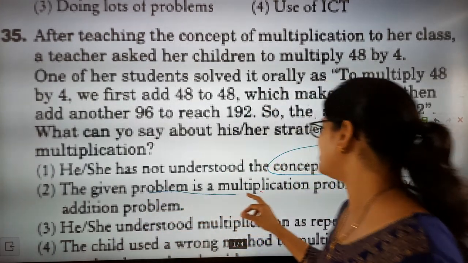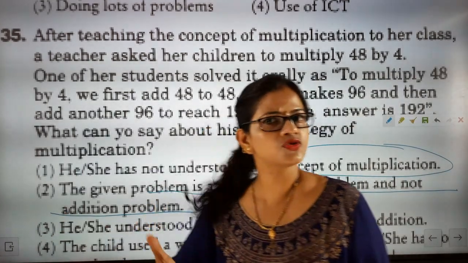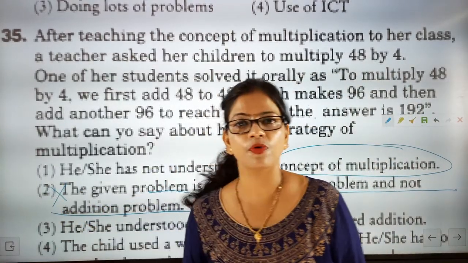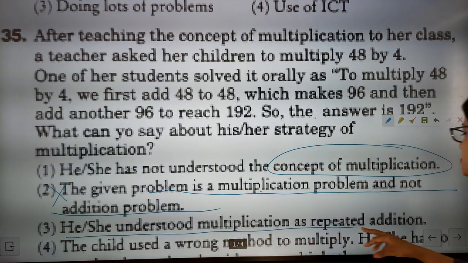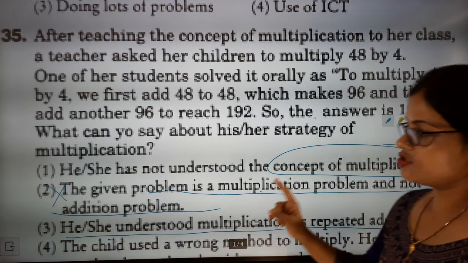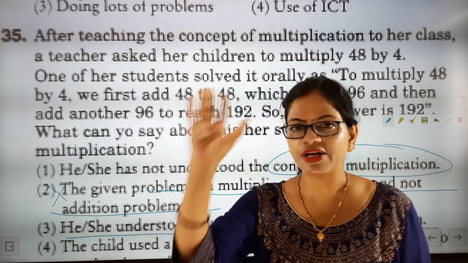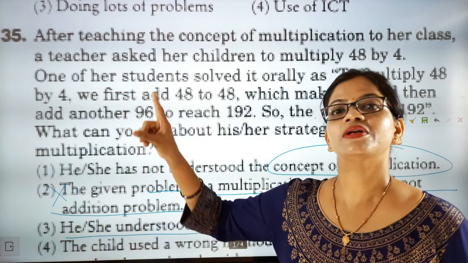The given problem is a multiplication problem and not an addition problem. So the teacher is going to scold the child, that hey, this is a multiplication problem, how can you add? No, he or she understood multiplication as repeated addition. So the child has understood that multiplication is nothing but repeated addition. The way I did 10 into 3 is 10 plus 10 plus 10.